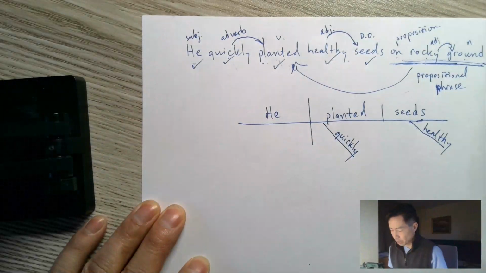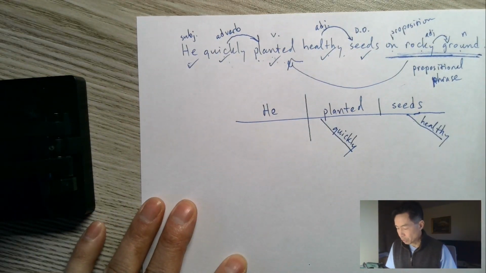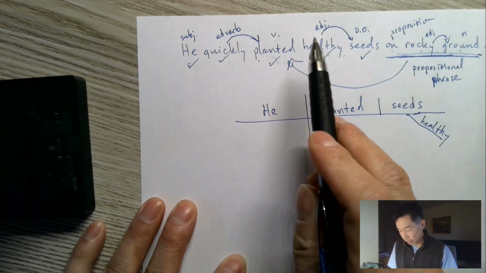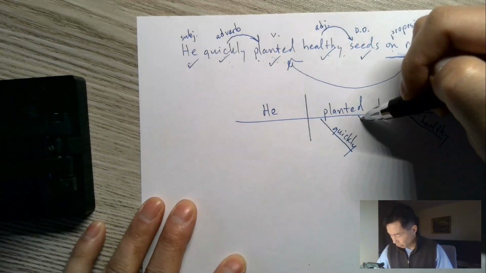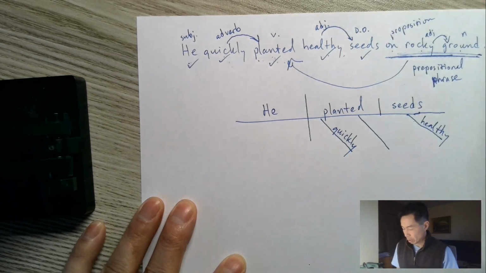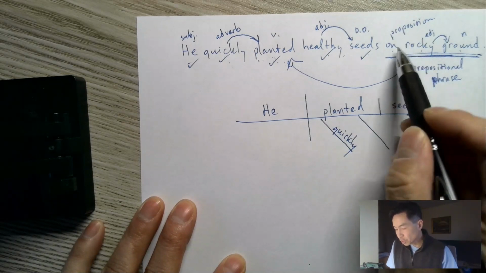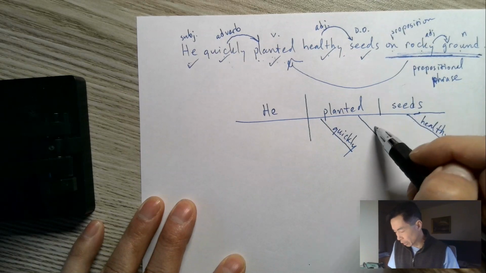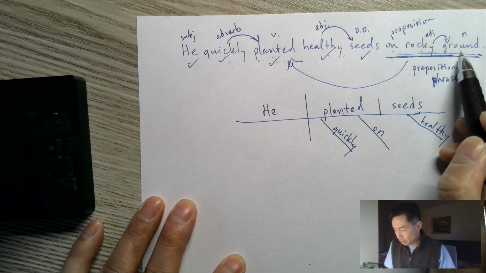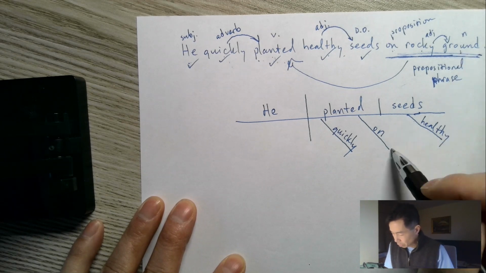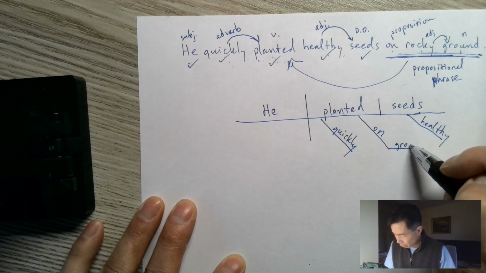So modifiers are done. Now we're up to the prepositional phrase. Remember, the prepositional phrase modifies, in this case, the word planted, the verb. So we will extend another diagonal line from planted. The preposition in the prepositional phrase will go on that diagonal line. The noun in the prepositional phrase will go on a horizontal line.